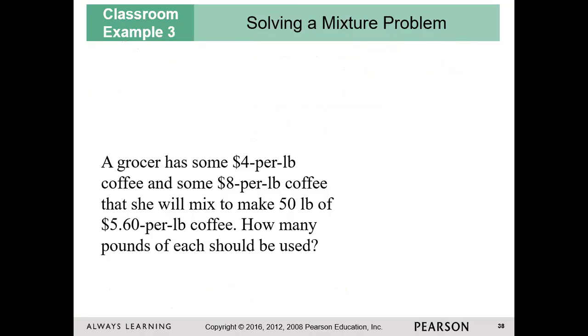All right, so a grocer has some $4 per pound coffee and some $8 per pound coffee. She will mix the coffee to make 50 pounds of $5.60 per pound coffee. How many pounds of each should be used?